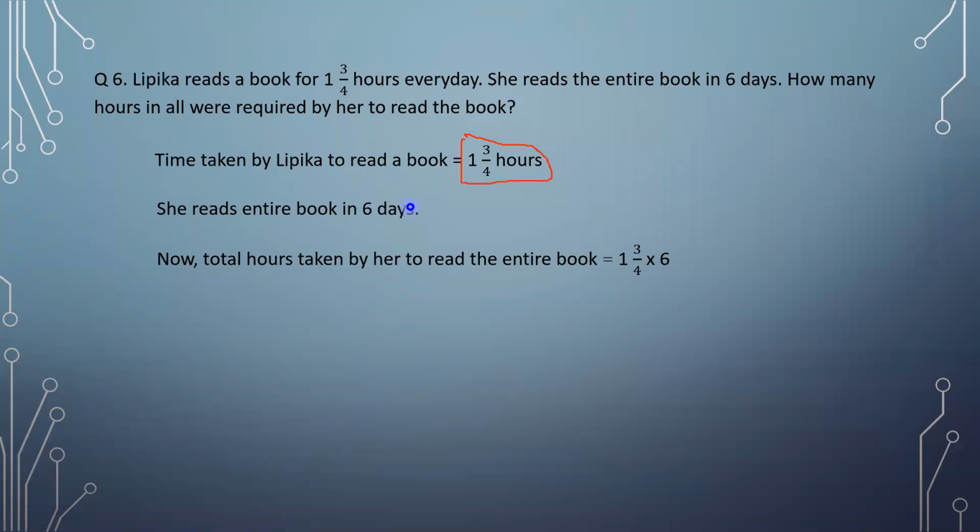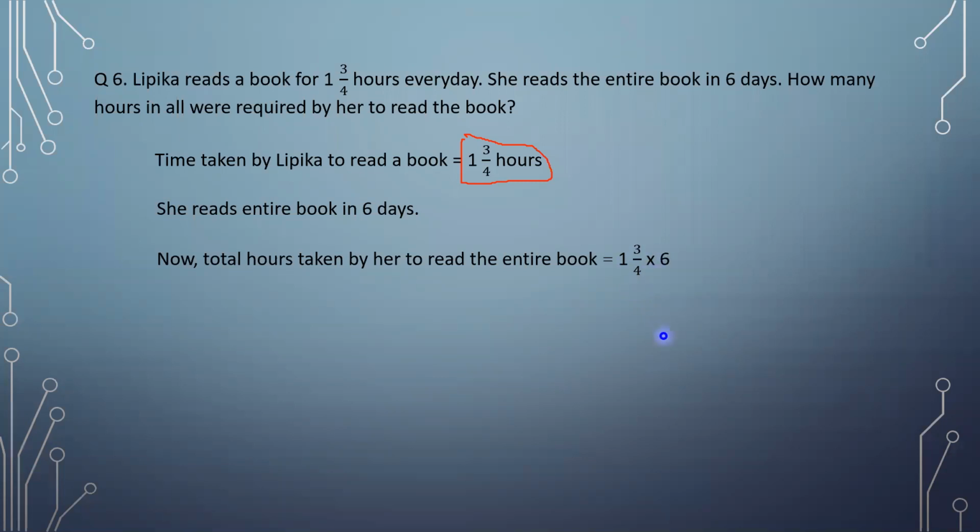So here the number of days is 6. Therefore, the total hours taken by her to read the entire book will be 3/4 for one day into the total days, which is 6. So therefore, 3/4 into 6. That will be our final answer.